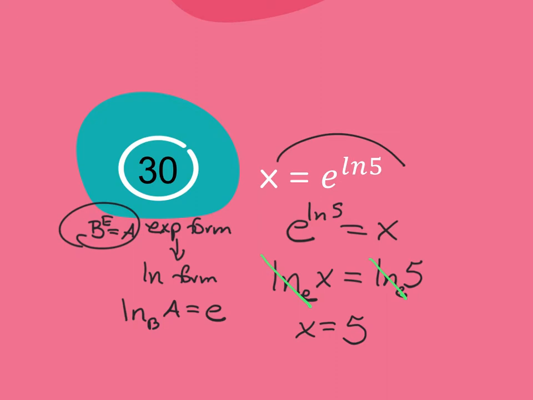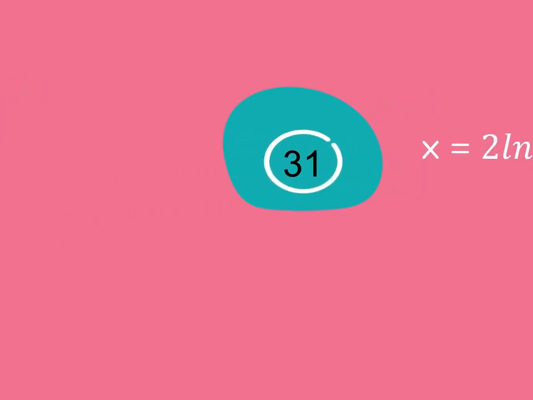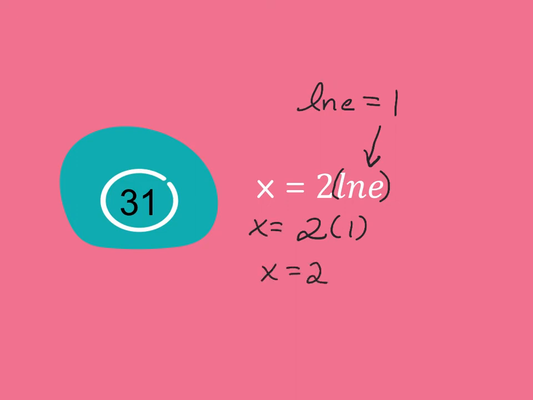For number 31, I'm going to use property number 2. Recall that property number 2 stated that ln e equals 1. So whenever there's something being multiplied to that ln e, I can substitute what ln e equals, and that's 1, and I get x equals 2. So you memorize these properties.